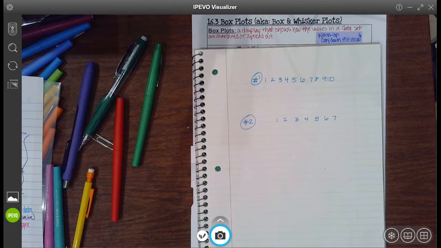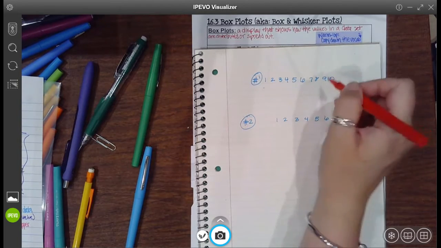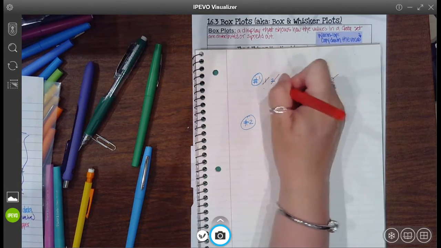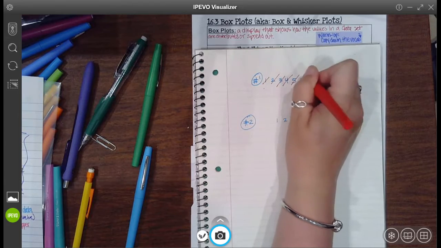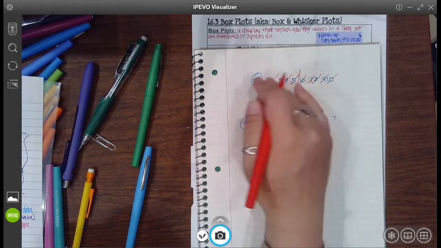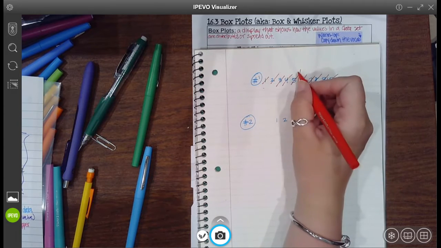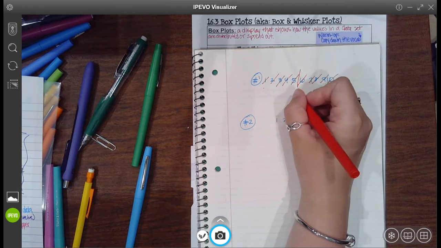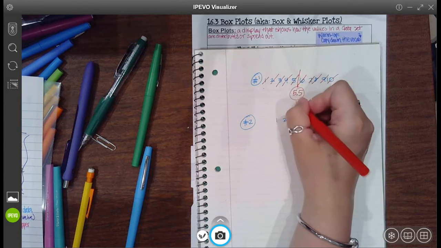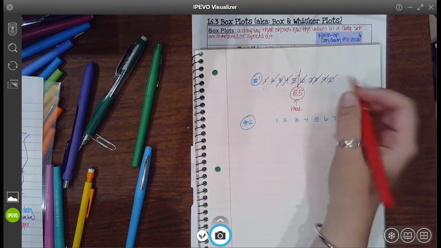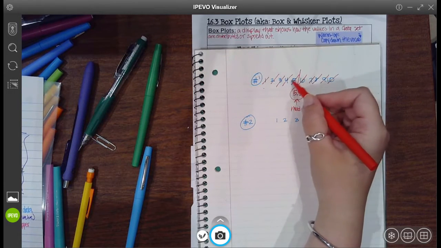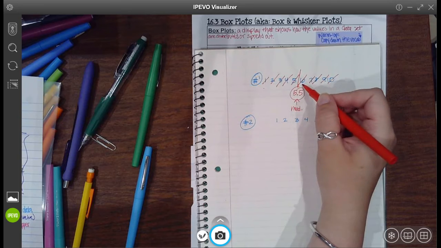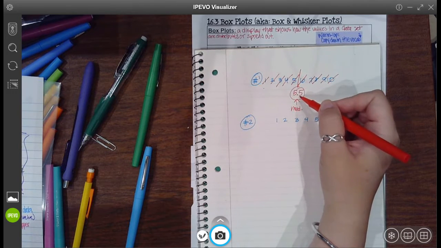First, let's find the median of this one. First, last, first, last, first, last, first, last, first, last. That just helps me make sure I know where I'm crossing off from, the first part of the data set or the last part. I got right here to the middle. The median is between 5 and 6. What's between 5 and 6? 5.5. So that's my median. And remember, if you have 2 numbers in the middle, find the average of them. 5 plus 6 is 11. 11 divided by 2 is 5.5.